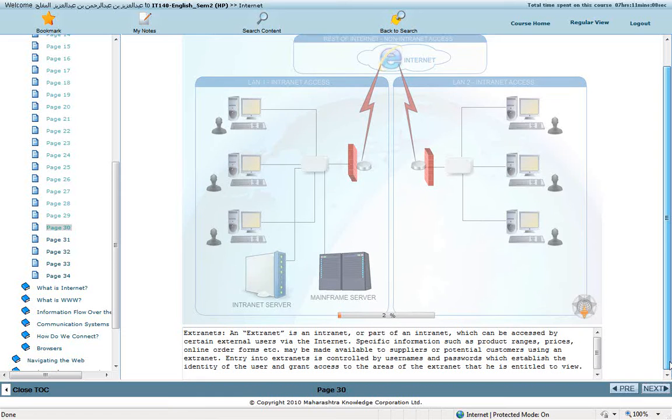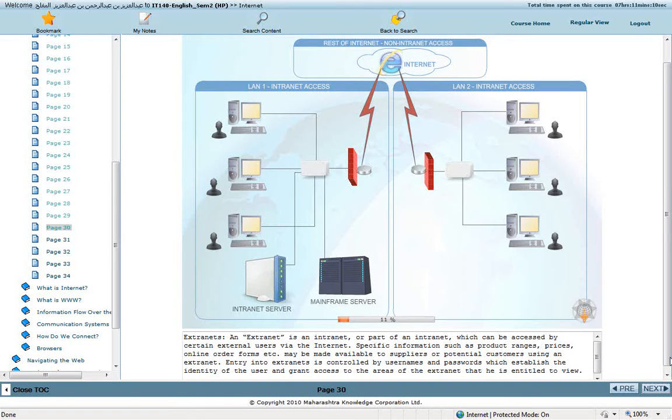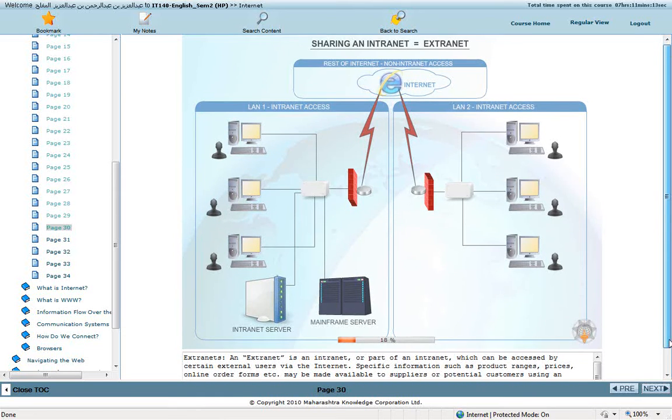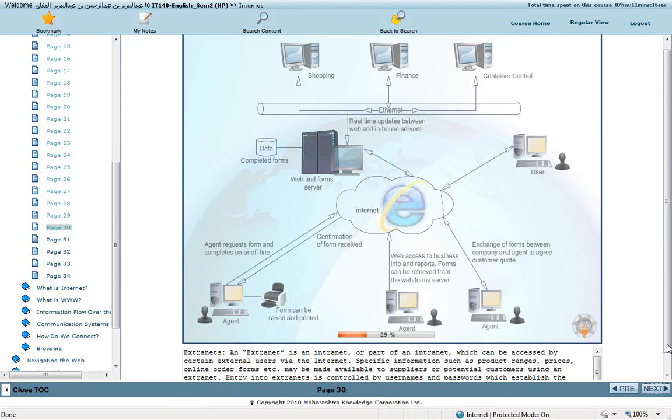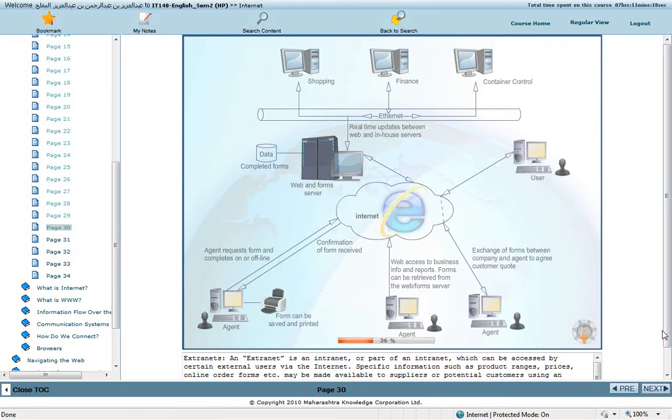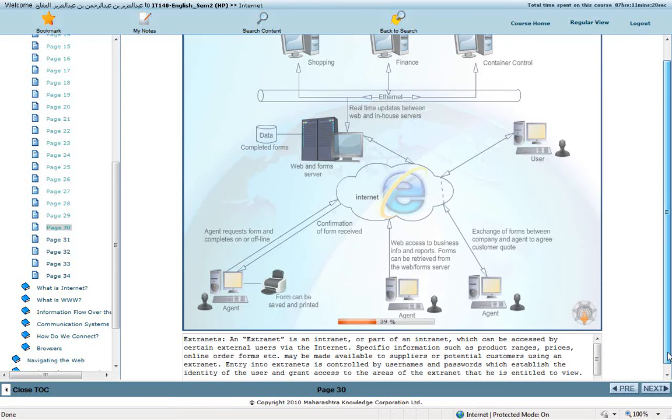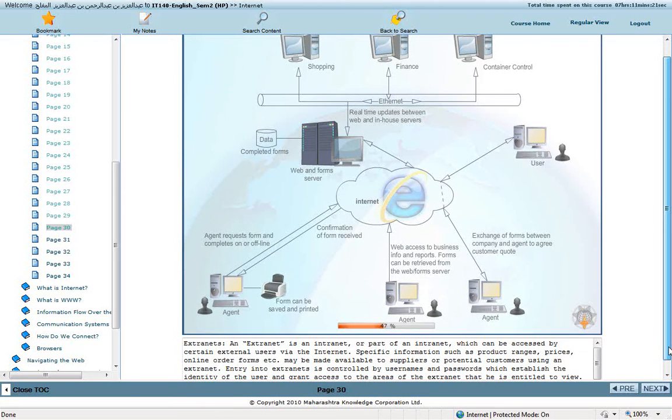Extranets. An extranet is an intranet or part of an intranet which can be accessed by certain external users via the Internet. Specific information such as product ranges, prices, online order forms, etc. may be made available to suppliers or potential customers using an extranet. Entry into extranets is controlled by usernames and passwords, which establish the identity of the user and grant access to the areas of the extranet that he is entitled to view.